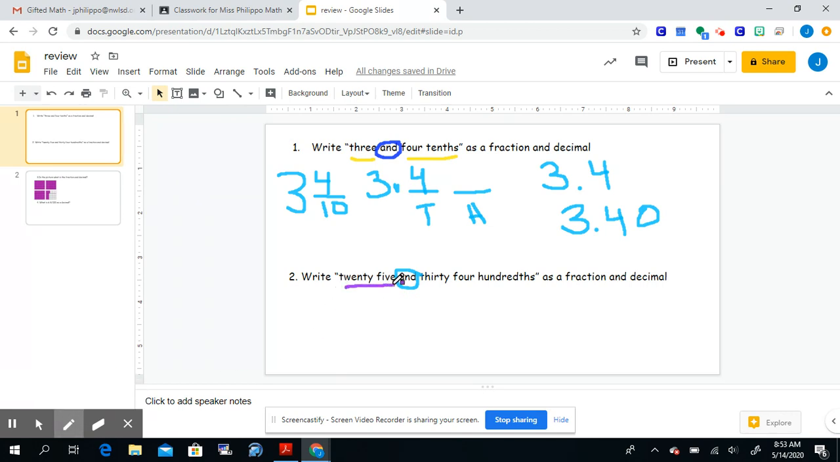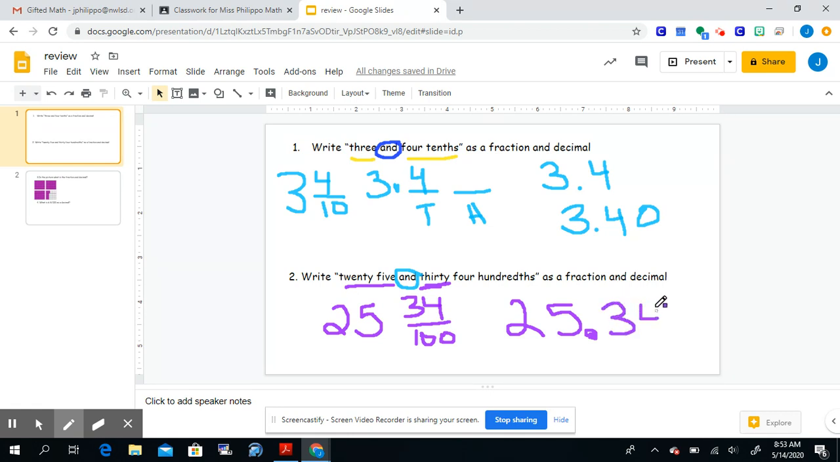Alrighty, so here I have 25. So that's easy, 25. And this means that I'm now going into something that's less than 1, a value less than 1. 34 hundredths, okay? I'm gonna write the fraction first. 34 hundredths. Now the decimal is 25. The word and means decimal, and now 34 hundredths. That 3 is actually in the tenths place value, right? So that's why we leave it in the tenths. So we have 34 hundredths, okay? Not an extra 0 there. Alrighty, let's go into the next slide.